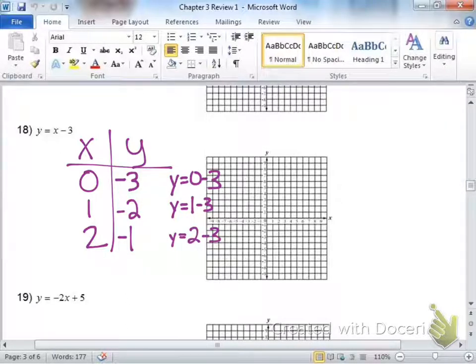So left and right, 0 down 3, put a point. Right 1 down 2, put a point. Right 2 down 1, put a point. Once you get your 3 points, connect it with a line. Arrows on the ends, and you're good to go.